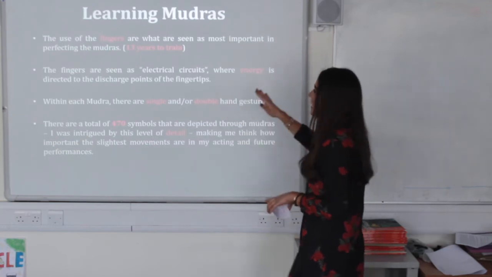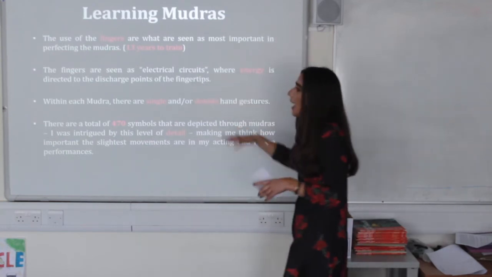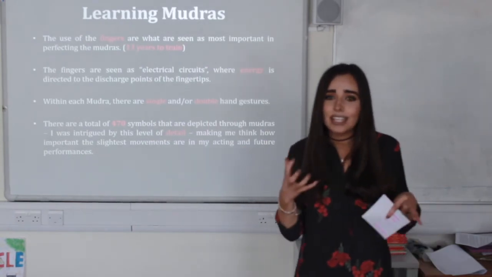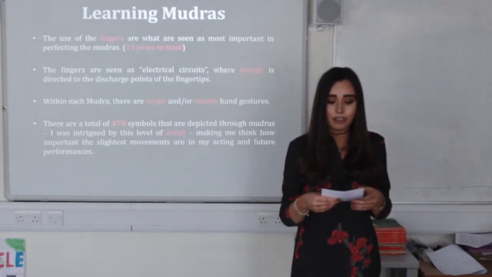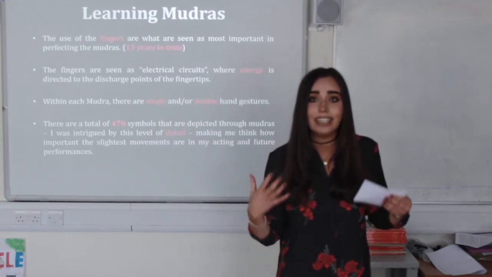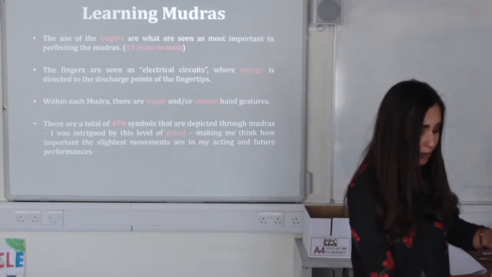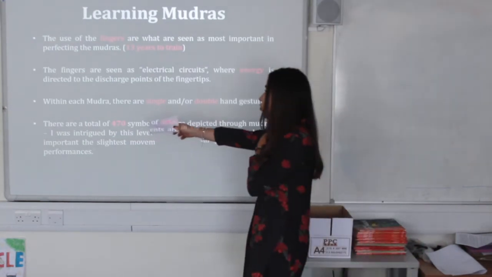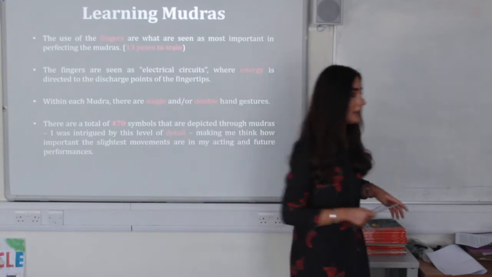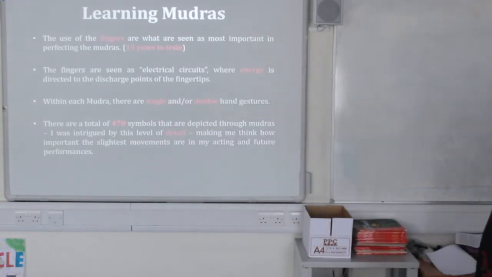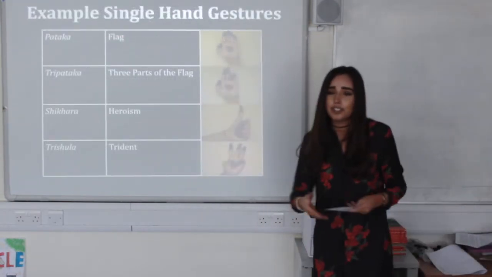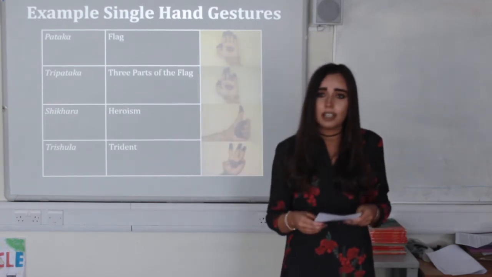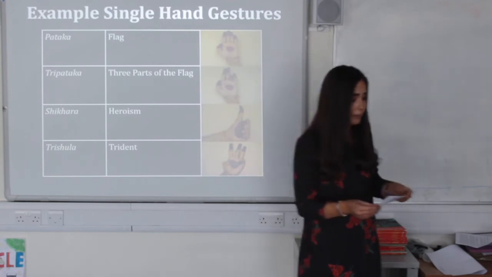The fingers are seen as electrical circuits where energy is directed to discharge points at the fingertips. And the idea of energy, sort of mudras, is what gives Kathakali life. And there are both single and double hand gestures, and they round up to a total of 470 symbols that can be depicted through the mudras. And just that level of detail has shown me as an actor how I need to focus on the slightest movements, even in a naturalistic play.